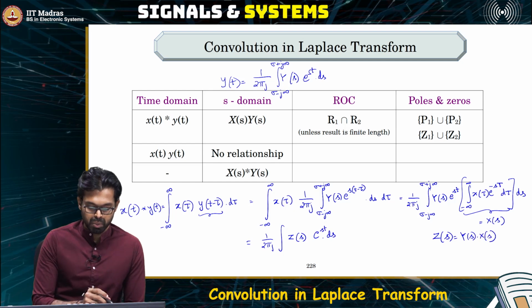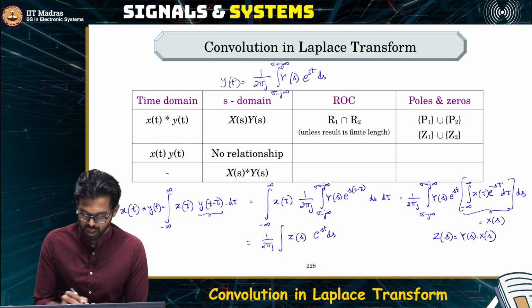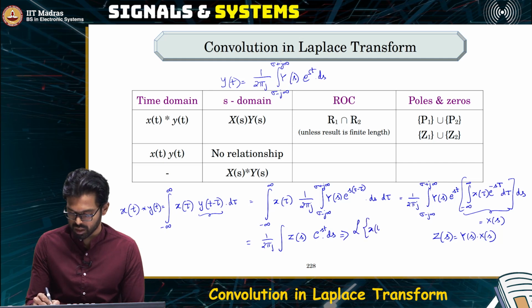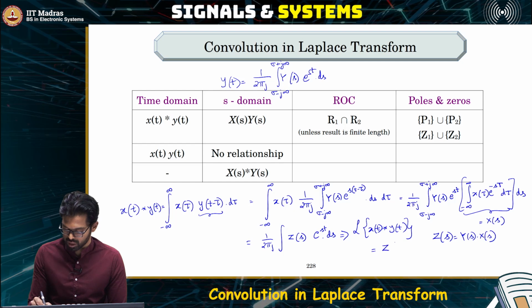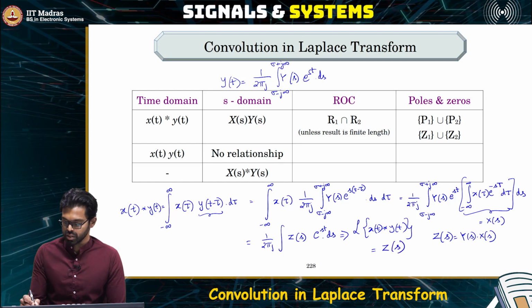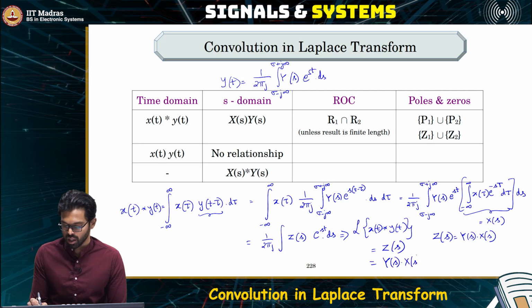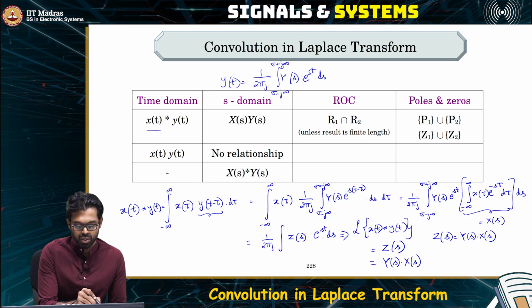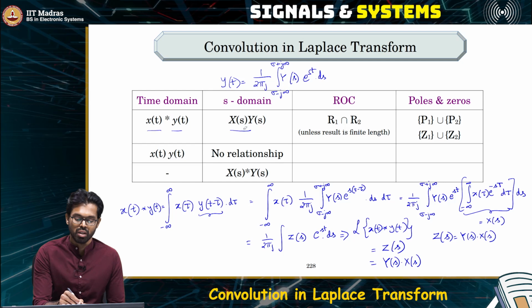So if we apply Laplace transform on both sides, then we can see that the Laplace transform of x of t convolved with y of t is equal to Z of s, which is equal to Y of s times X of s. So just like in the case of Fourier transform, when we have convolution in the time domain, it gets converted to multiplication in the Laplace domain.